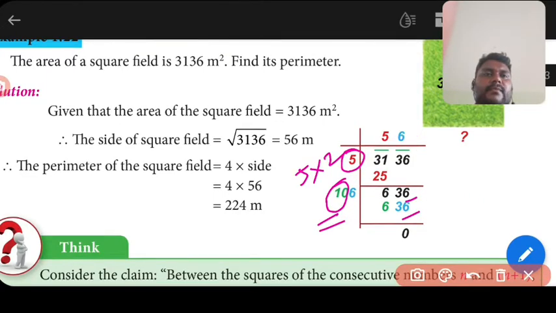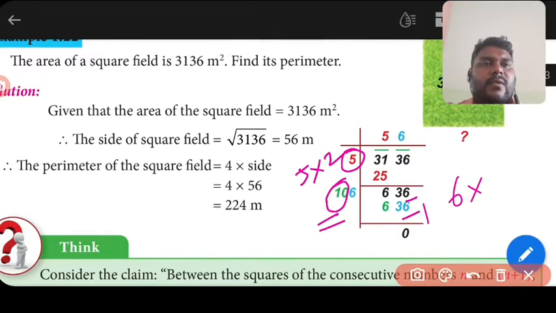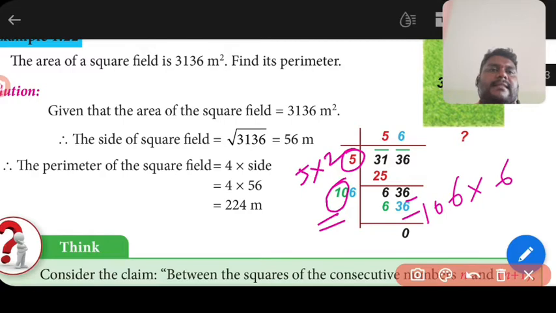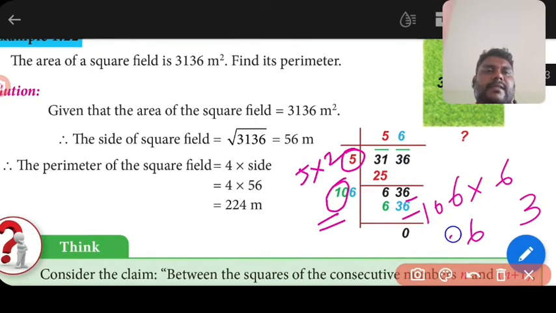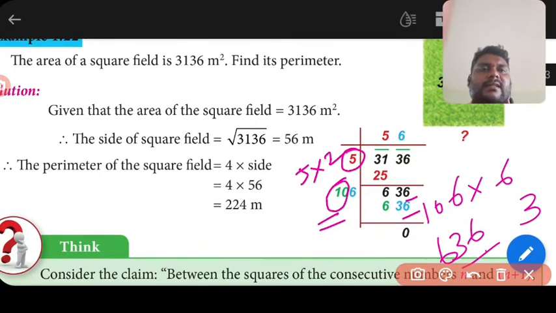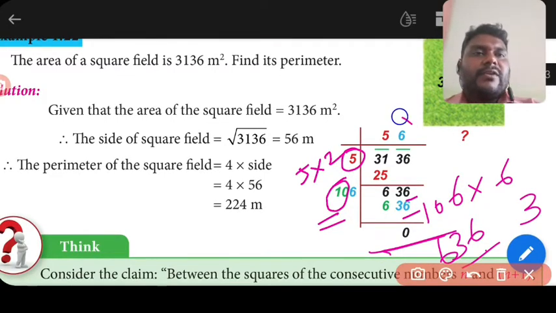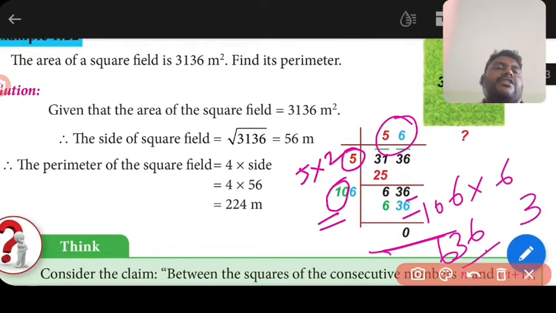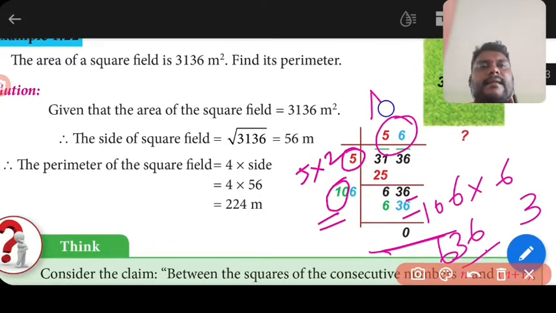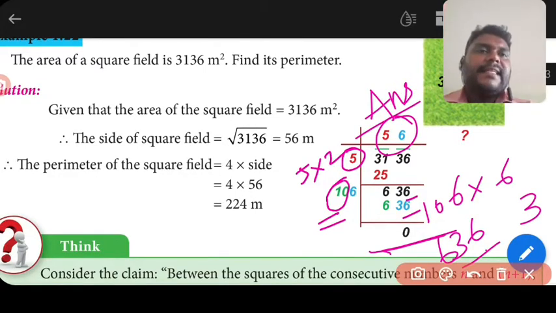Okay, so 106 into 6. 6 sixes are 36, remaining 3, and 6 zeros are 0, 0 plus 3 is 3, 6 ones are 6, 636. So it came, the subtraction of that value is 0. Therefore the square root of 3136 is 56. Okay, so 56 is the square root of 3136.